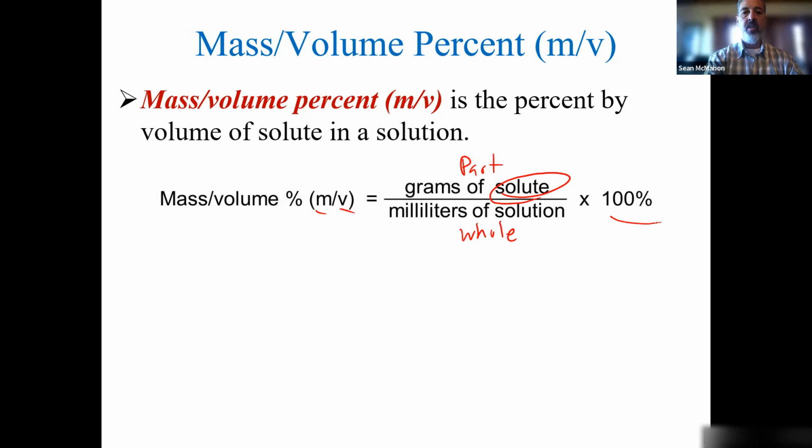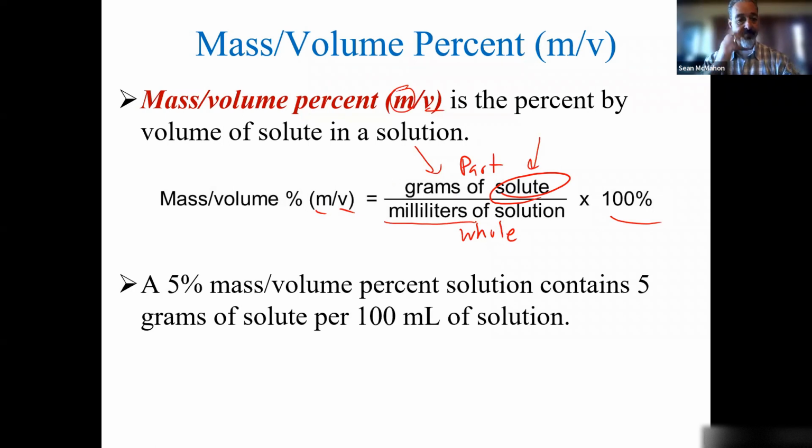So what do we use? If it's mass to volume, the solute is in grams and the solution is in milliliters. So a 5% mass to volume percent solution contains 5 grams of solute per 100 mL. The reason why I did 5% is in intravenous solutions, right? IVs, they have 5% glucose. That means there's 5 grams of glucose per 100 mL of IV.